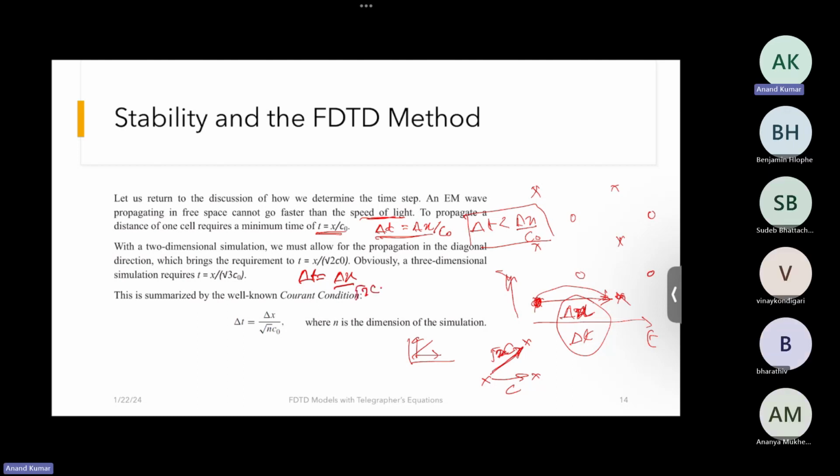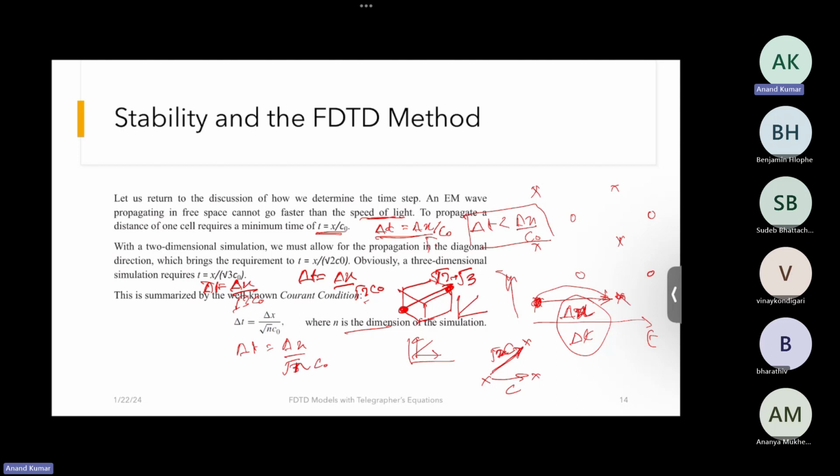Similarly, if it was a three-dimensional case, if you consider a cube, the maximum distance that you'll be traveling would be from this node to this node diagonally, so the diagonal of the cube, which will change the root 2 to root 3. So this would be delta t equals delta x divided by root 3 c naught. And this goes on, so you can see a trend. This was root 1, this was root 2, this was root 3. So for an n-dimensional simulation, this would be delta t equals delta x divided by root n c naught.